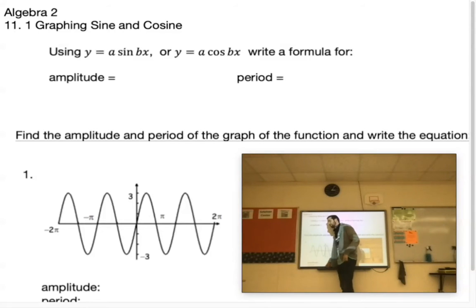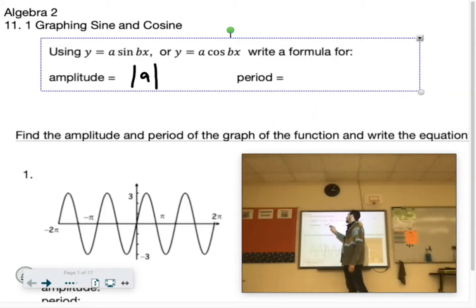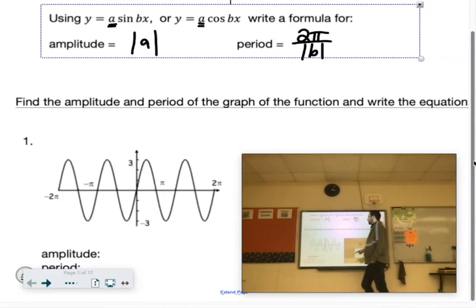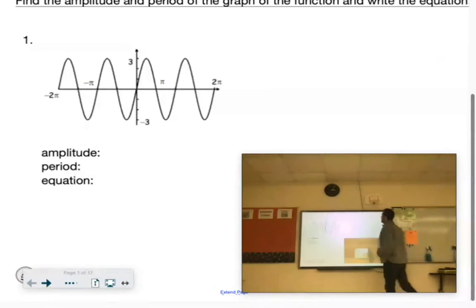Amplitude, if you remember, is how far it is from the center to the maximum or minimum point. So that will be the absolute value of A. And remember, A is in front of the sine or cosine. Now the period is calculated using the B, which is between the sine and the x, or the cosine and the x. So period is always 2 pi divided by the absolute value of B. And for us, B is pretty much always going to be positive anyway. All right, so find the amplitude and period of the graph of the function and write the equation.